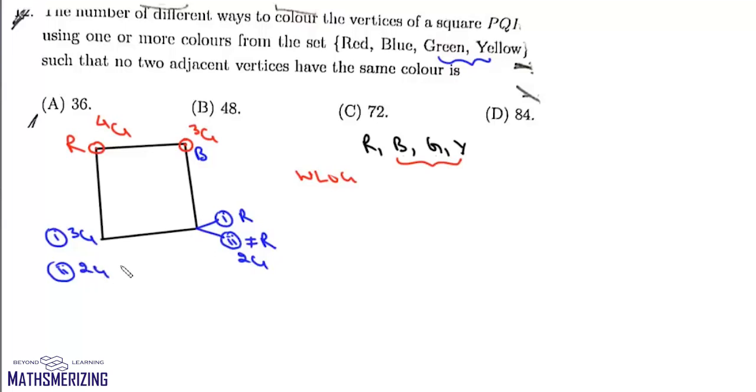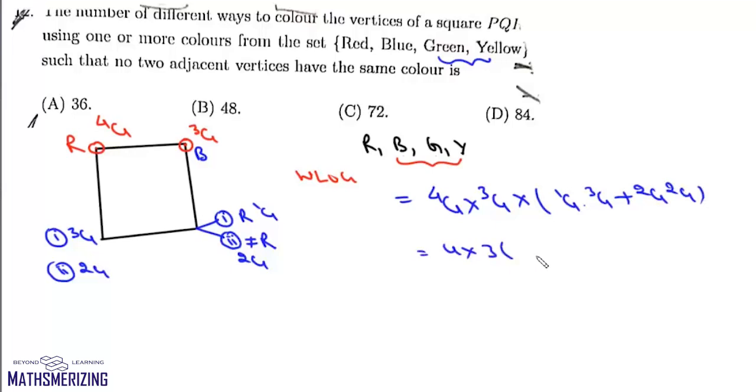So the total number of ways in which we can paint this square will be 4C1 into 3C1 into, now this first case, here it is 1C1 into 3C1, plus 2C1 into 2C1, which is 4 into 3, and this is 3 plus 4, which is 12 into 7, and that is 84, and that's your option D.